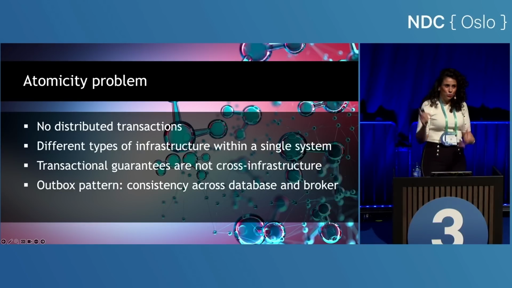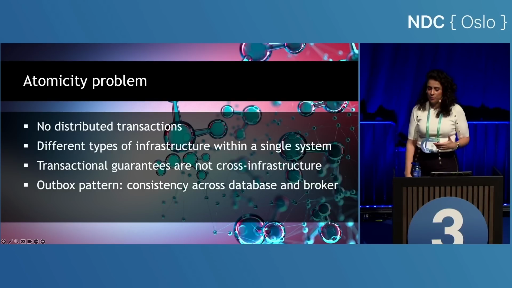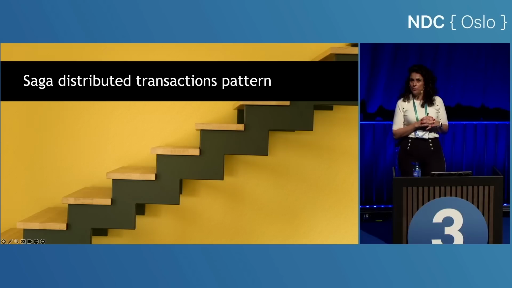But let's say that you do have something like that, where you need consistency across more types of infrastructure. A multi-phase commit type of situation. That's where you can start to use the Saga distributed transactions pattern.